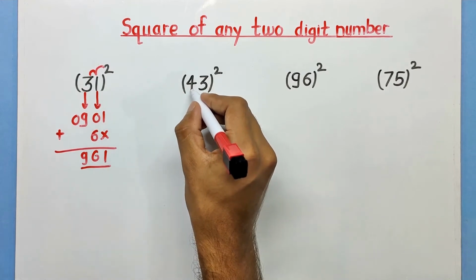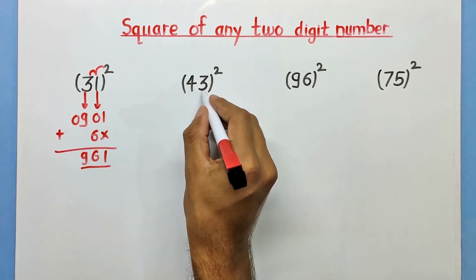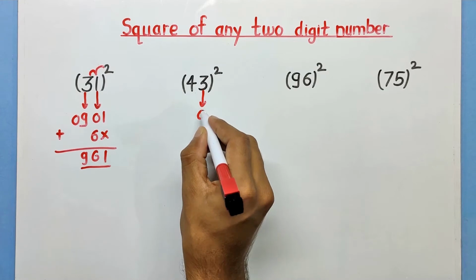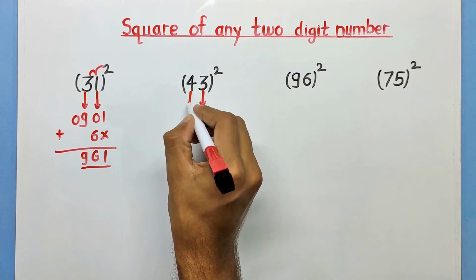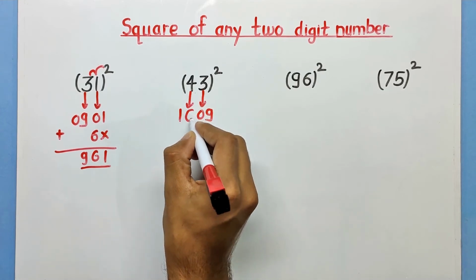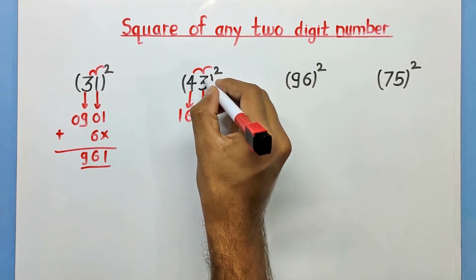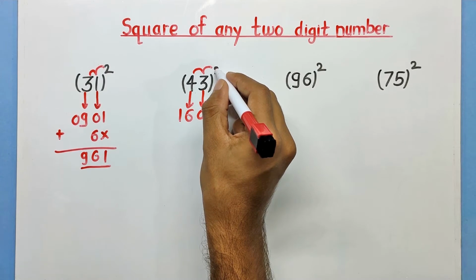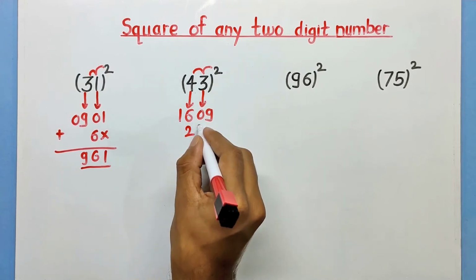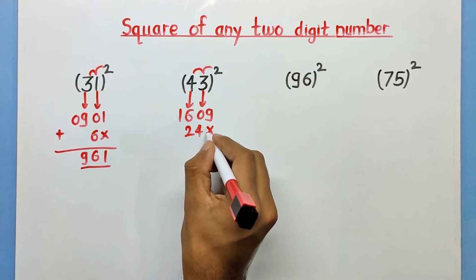Let's look at another example, 43 square. So 3 square is 9. We have to write it as 09. 4 square is 16. We have to write it as 16. Next we'll multiply these three numbers. So 4 times 3 is 12, times 2 that will be 24. And we have to write 24 leaving the 1 place here.